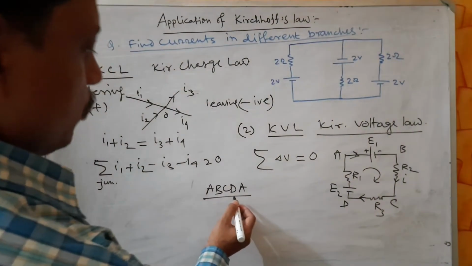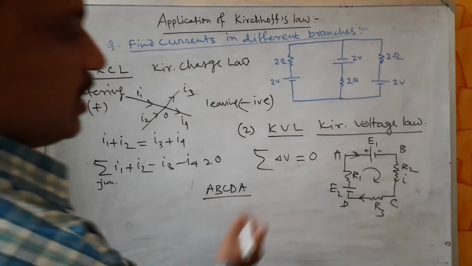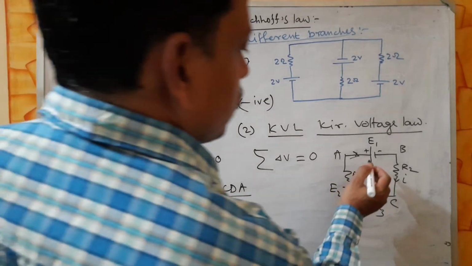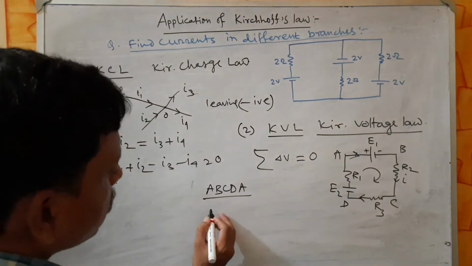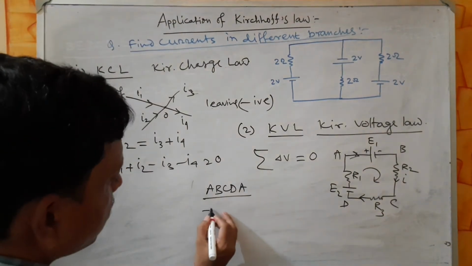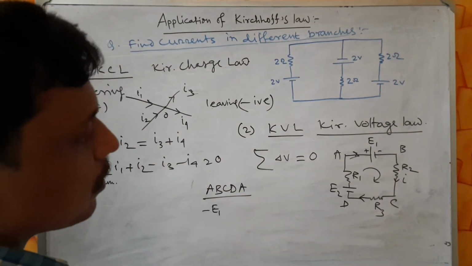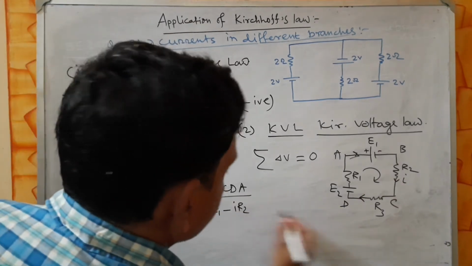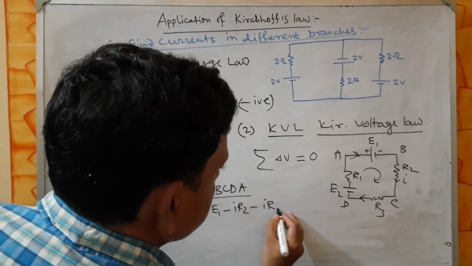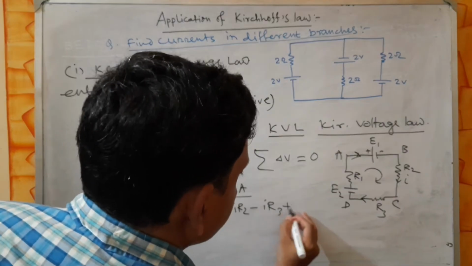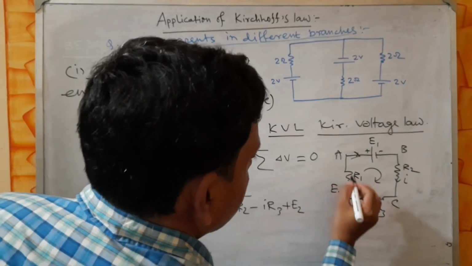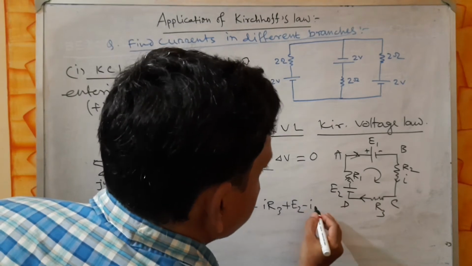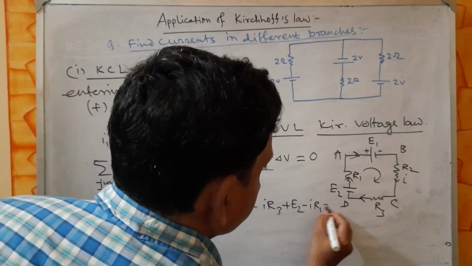For the mesh or closed loop ABCDA, through E1 it is minus E1, minus I R2, minus I R3, plus E2, and minus I R1 is equal to 0.